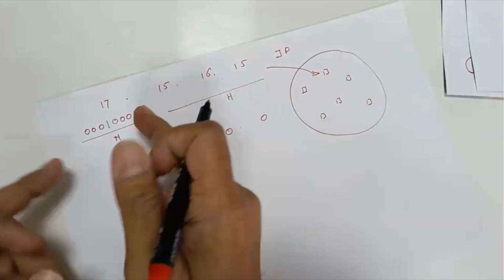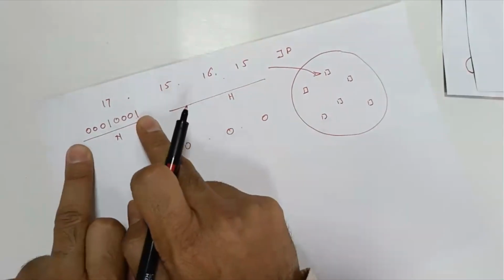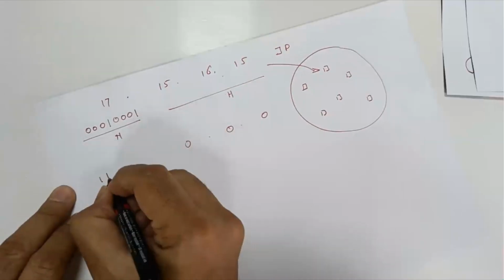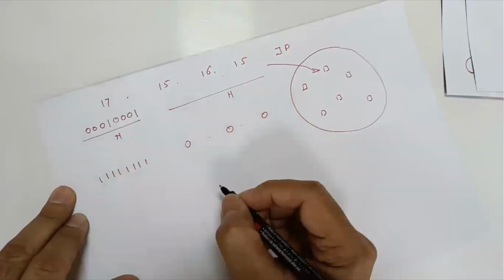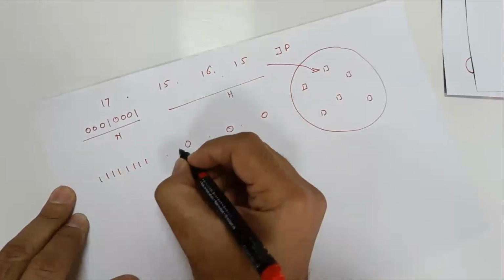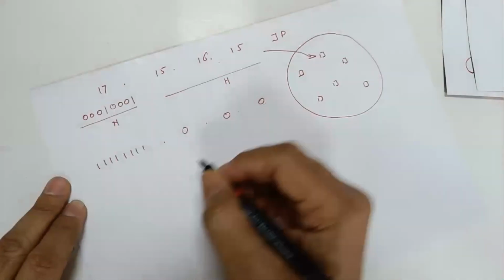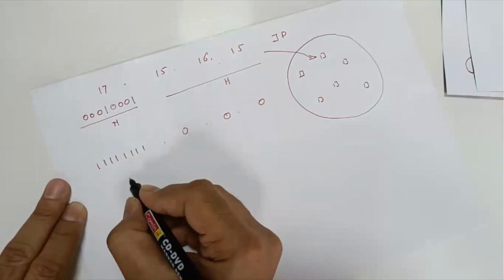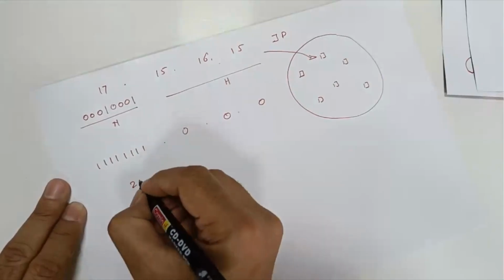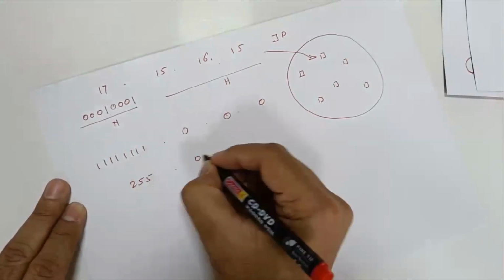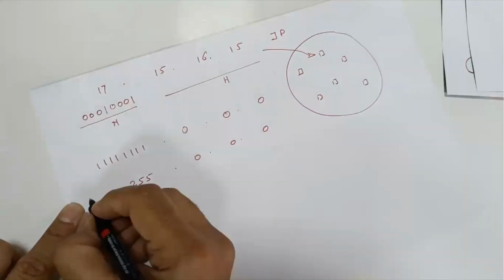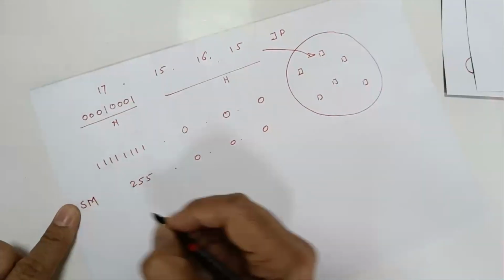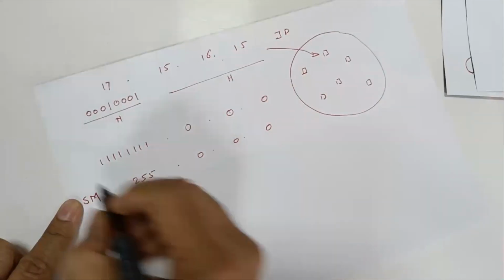And I want this data as it is, so I will AND it with all ones, right? And these are all 8 zeros. So what is this data in decimal? It is 255.0.0.0. So this becomes the subnet mask for class A.